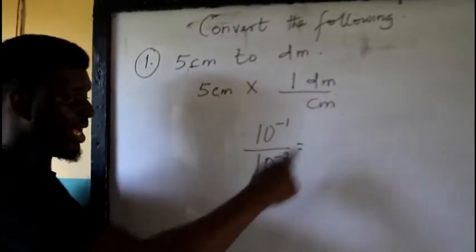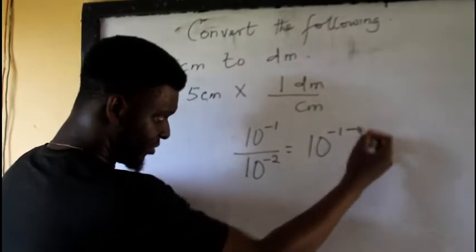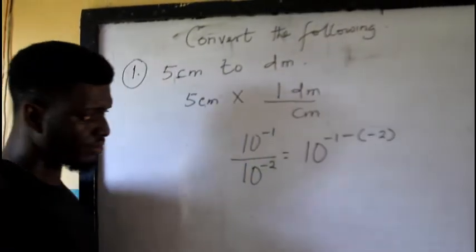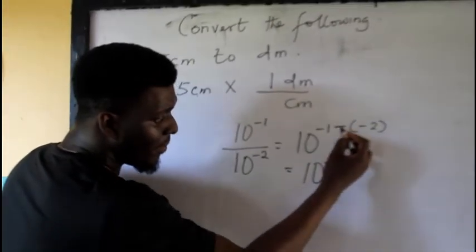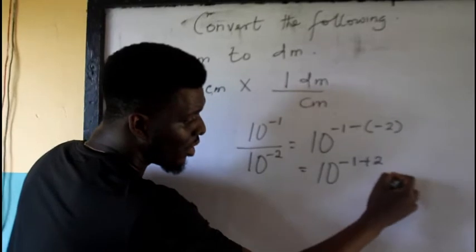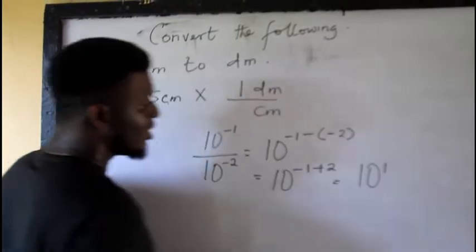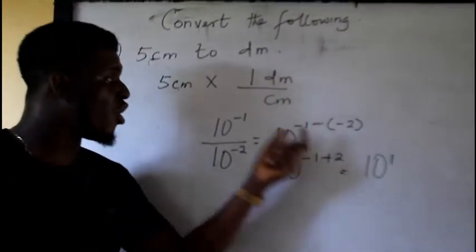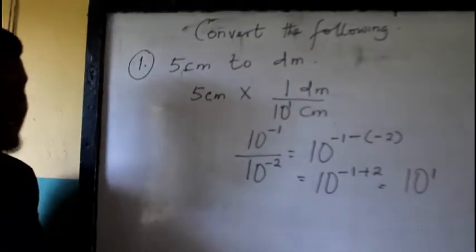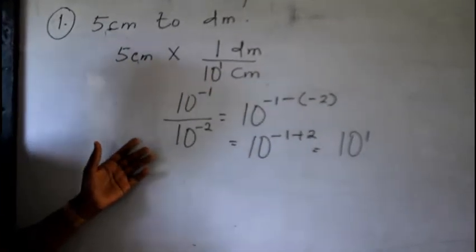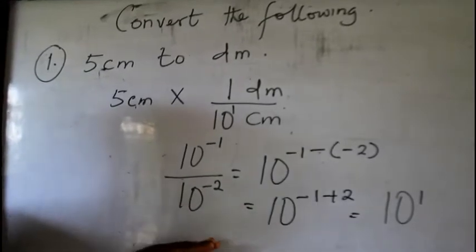From what I showed you, we have 10 raised to the power minus 1 over 10 raised to the power minus 2. So therefore that will be 10 raised to the power minus 1 minus minus 2, which is minus 1 plus 2, which is 1. So now the result that you have here will come to centimeter, and you put it there. As you can see, you can view it very well, so that you can know what we are talking about. It's just normal mathematics indices.